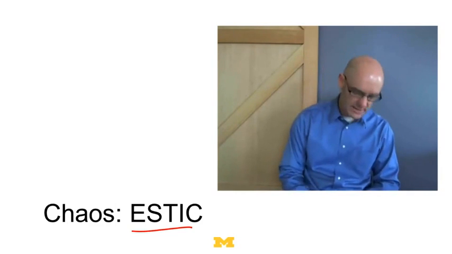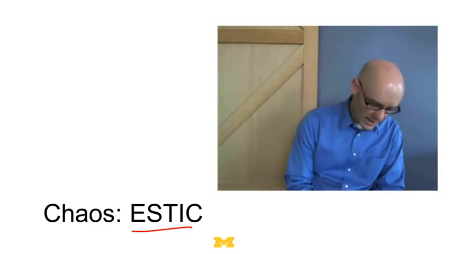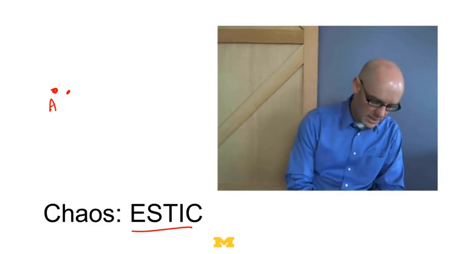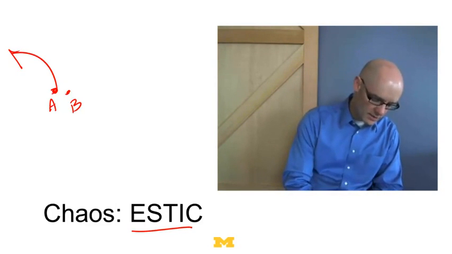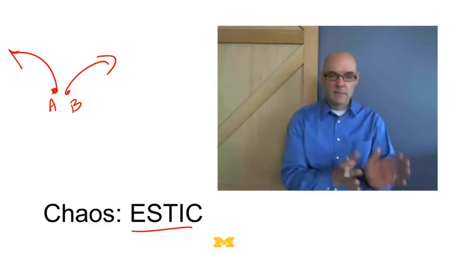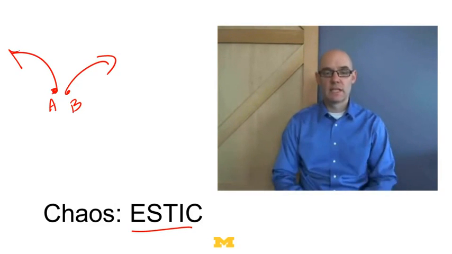Another thing that we're going to distinguish from path dependence is chaos. Now chaos, I've got written next to this ESTIC, E-S-T-I-C. This stands for extreme sensitivity to initial conditions. So when I think of chaos, what I think of is if I've got two points, A and B, that are really close to each other to start, but A heads off this way and B heads off this way, meaning their paths diverge from very similar starting points. That's what we think of as chaos.